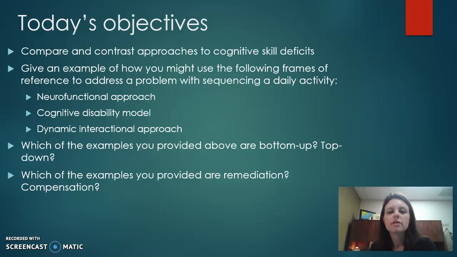And which of the examples that you provided are remediation strategies and which are compensation strategies? So remember, remediation is building a skill, and then compensation has to do with not changing the individual's ability, but looking at modifications to the task or environmental adaptations that support the person's current ability and skill.